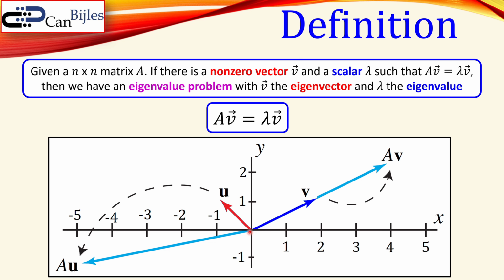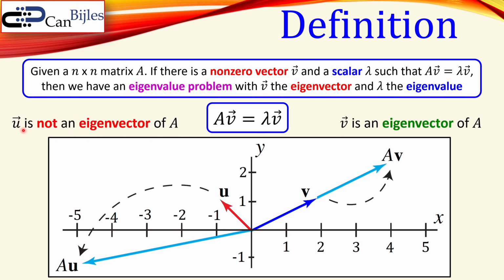But we cannot say that for vector u. For example, if you have vector u and you multiply that again by the same matrix A, that will result in a sort of rotation, and this is not an eigenvector of this matrix A because you don't see them in the same direction. So we can say v is indeed an eigenvector of A and u is not an eigenvector of A. This is graphically what's happening with these eigenvectors.